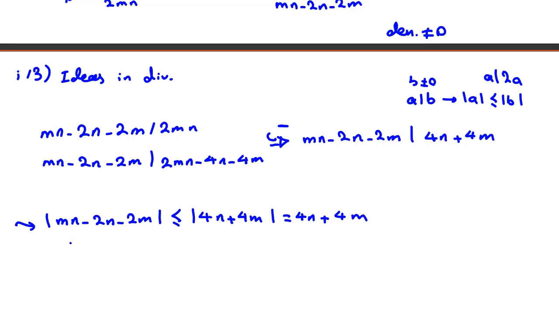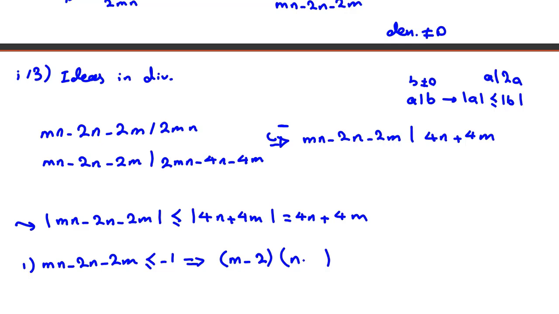But here, we should check two cases. First case, if mn minus 2n minus 2m is less than 0, we can conclude it is less than or equal to negative 1, okay? Then we should consider the negative of this. So in this case, we can use SFFT again, which we used in other videos.